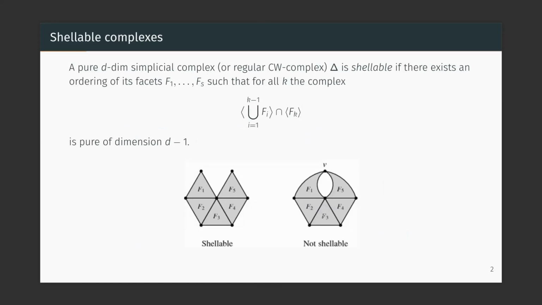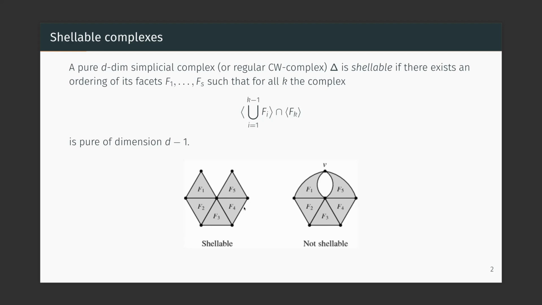Okay, so the main definition for the talk will be the notion of a shellable complex. We will restrict to pure, even though it does make sense in other contexts, but for us, the complexes will always be pure. A pure simplicial complex is shellable if there exists a certain ordering of the facets. So I'll call it F1 through Fs, and the condition is that whenever I take, so this is the notation for taking the union of the first k minus 1 facets, and then this bracket means take the simplicial complex generated by it. I intersect that with the simplicial complex generated by a facet. That should be pure of codimension 1, so of dimension d minus 1.